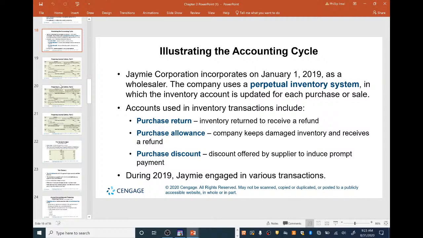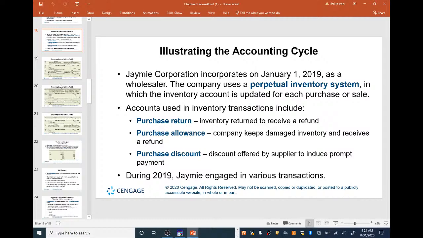So obviously if we're a company and we're selling an item, there's a chance that it could be returned based upon our policy of how we handle returns, right? Purchase allowance, what is this? Company keeps damaged inventory and receives a refund, right? So purchase allowance. So in this case, say we received damaged inventory. We're going to keep that damaged inventory, and then we're going to receive a refund from the company because of it being damaged. So that's a purchase allowance.